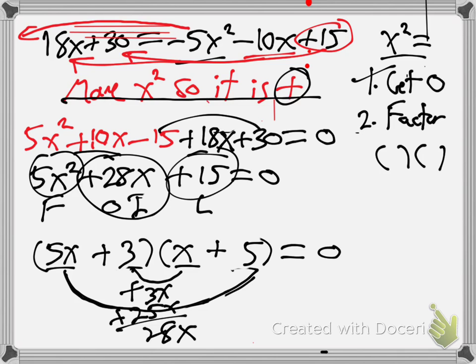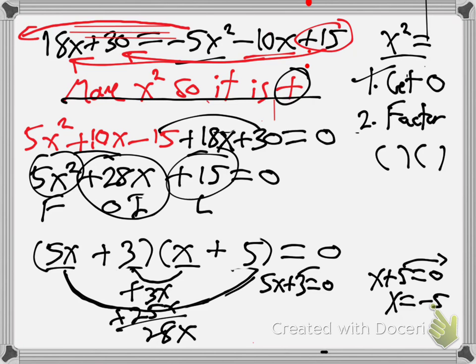we're rolling. Now we can set each one equal to 0 separately. So we have 5x plus 3 all by itself equals 0, and the other one, x plus 5 all by itself equals 0. Just jump it over. This is negative 5. That's one answer. Jump this one over. That's negative 3. Divide by the 5. That's the other answer. So negative 3/5 and negative 5 are the two answers to that problem. That was a long one and a hard one.